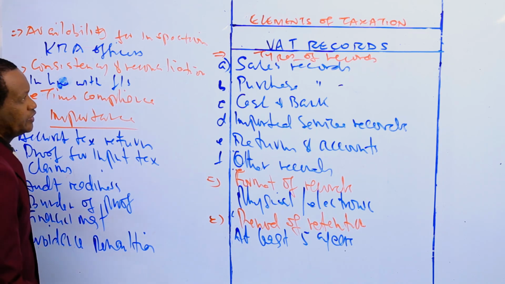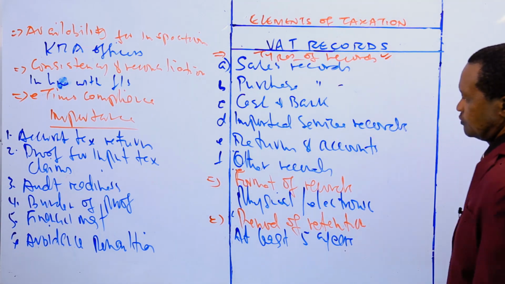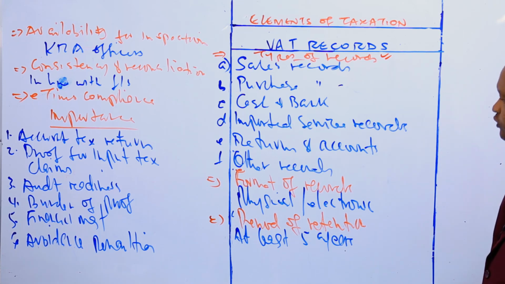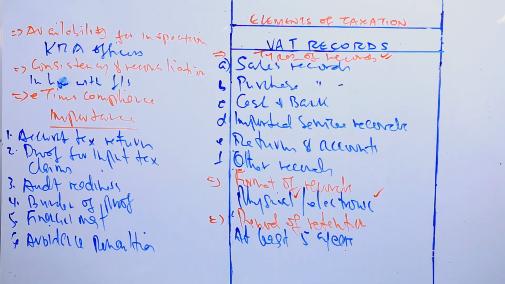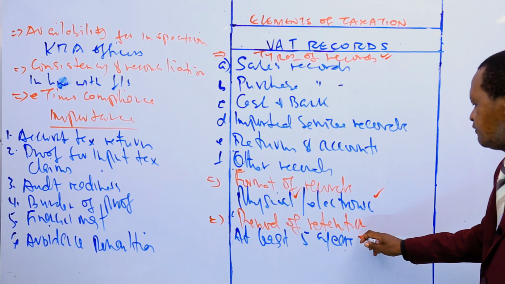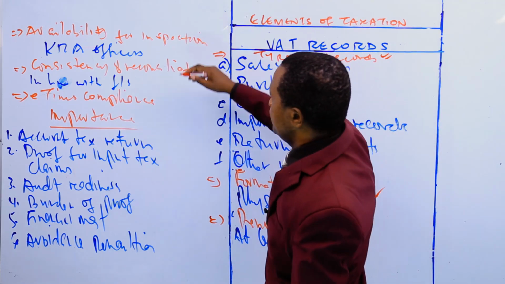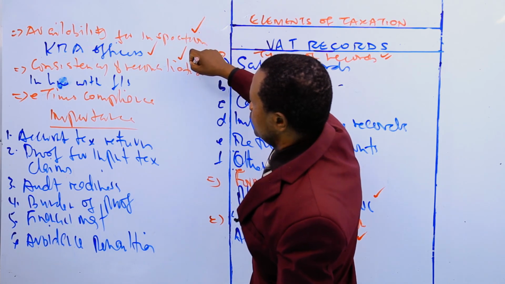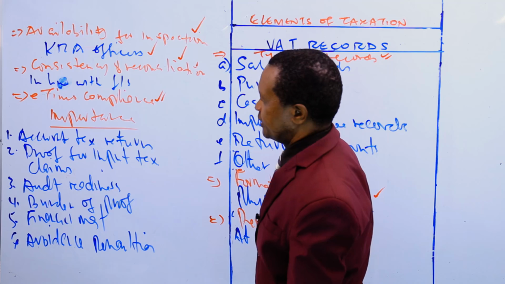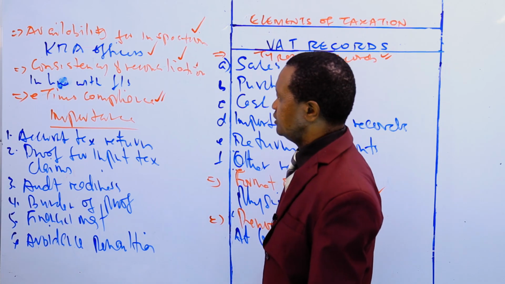So that is all, candidates, for VAT records. In this lesson, we've identified the types of records. We've also seen that the format of VAT records should be in physical form or electronic form. The VAT records should also be maintained for at least 5 years. We've seen why these records should be made available for inspection by KRA officials. We've seen the importance of consistency and reconciliation and e-Teams compliance. In this lesson, again, we've identified 6 reasons why keeping proper VAT records is critical.